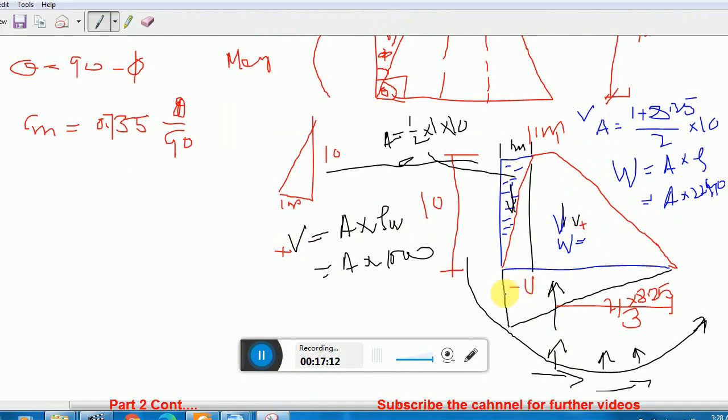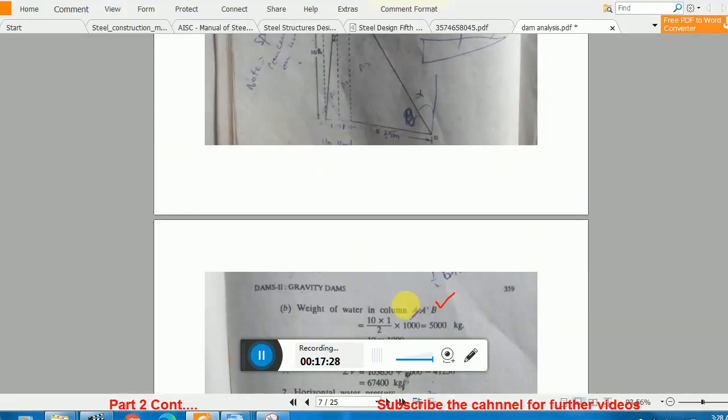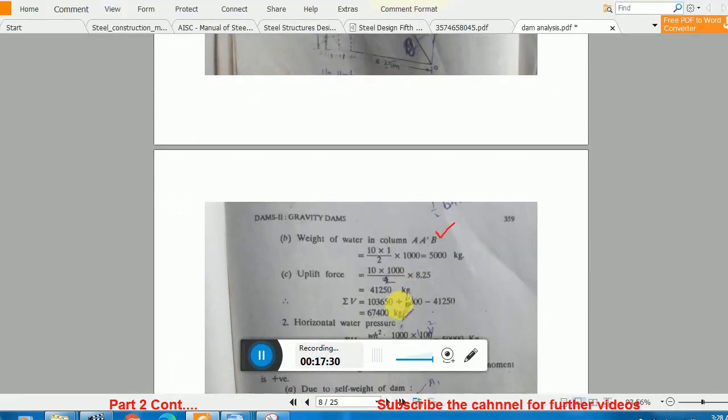So therefore, whenever you are calculating summation of V, you just need to consider this is positive. You just need to consider this one is also positive, but that U will be with negative sign, remember. And here you see the first one is positive, the second one is positive, and the third one is negative. Clear? That one. The uplift one.